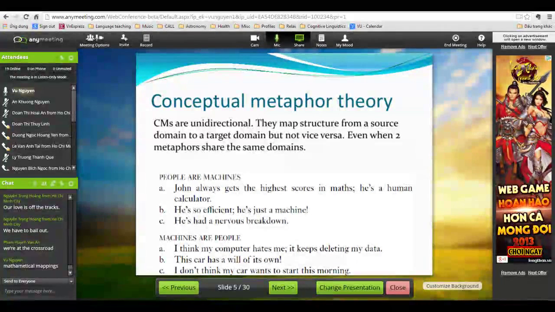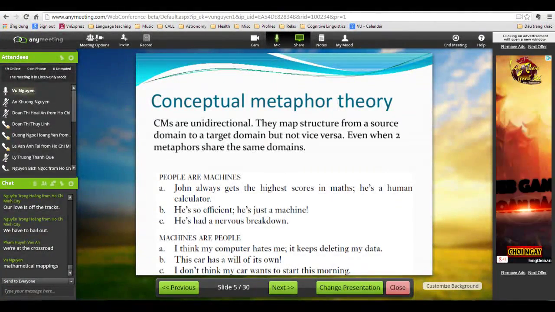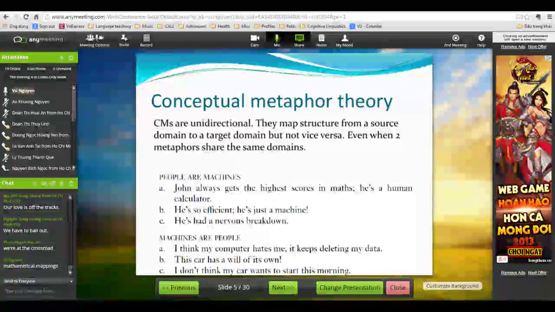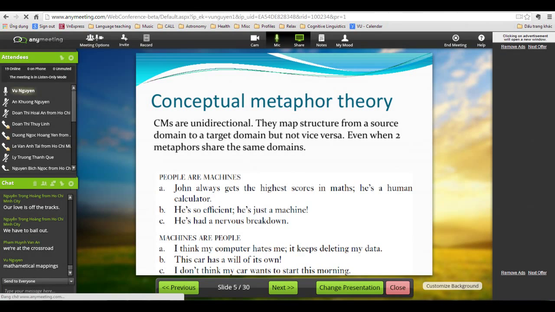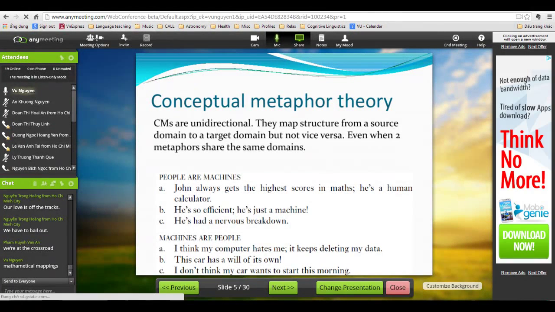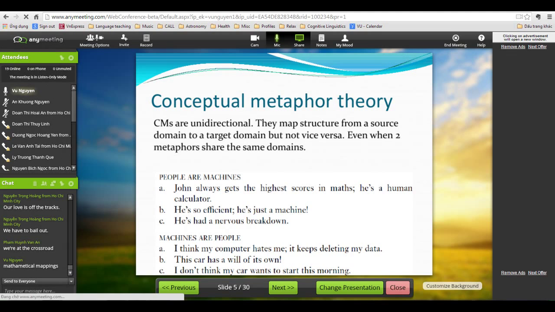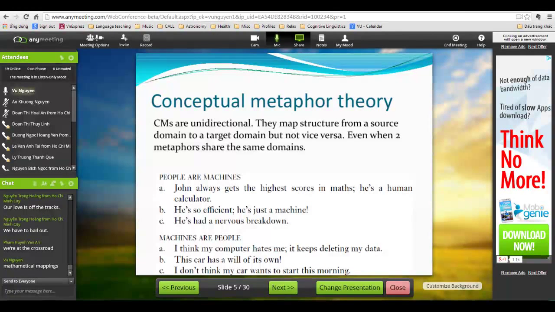Now, with people and machines, we have these language expressions. John always gets the high scores in math. He's a human calculator. He's so efficient. He's just a machine. Wow. He had a nervous breakdown. Nervous breakdown.